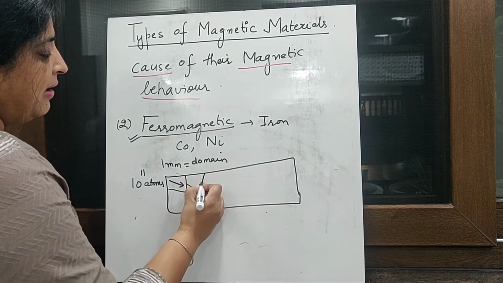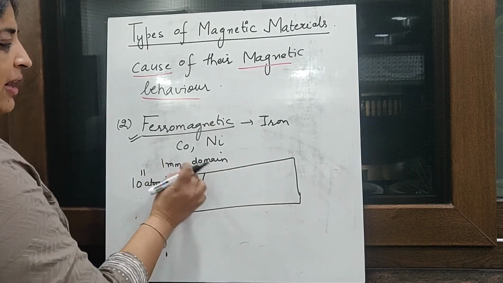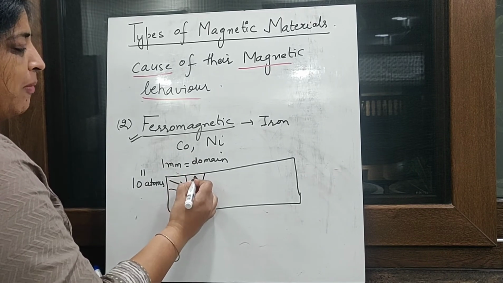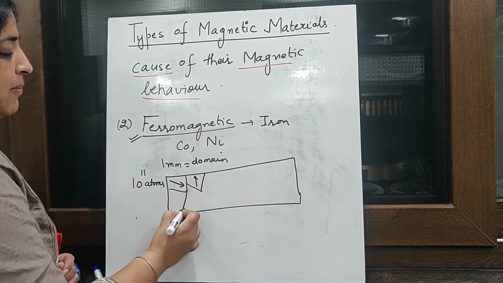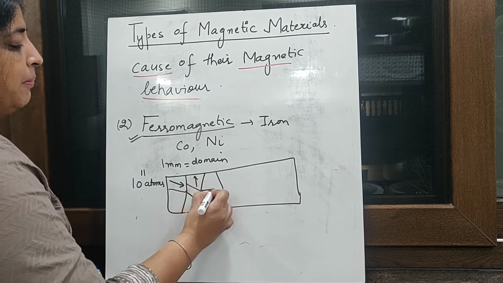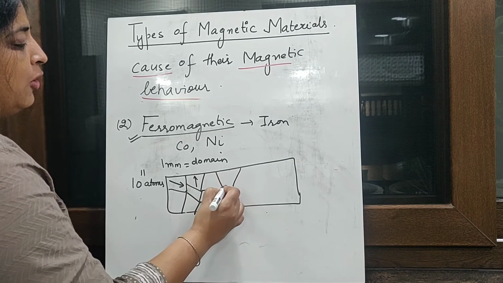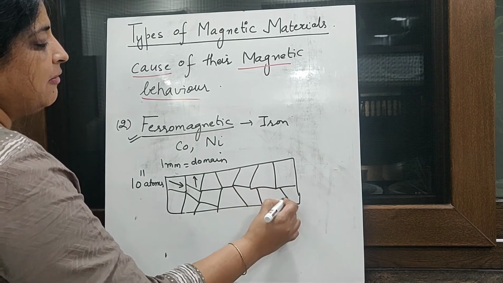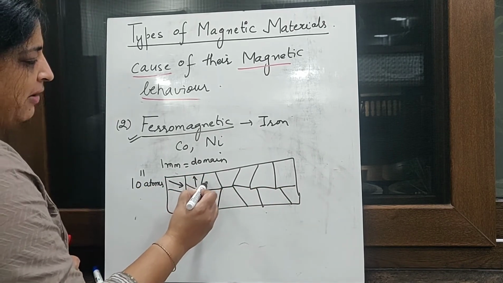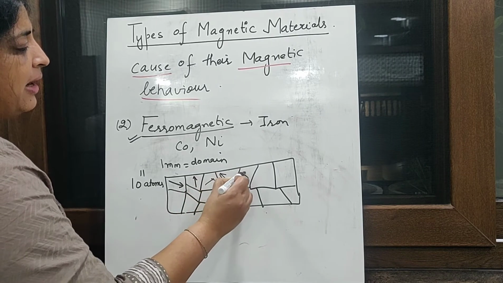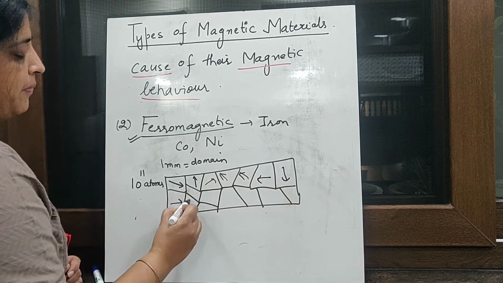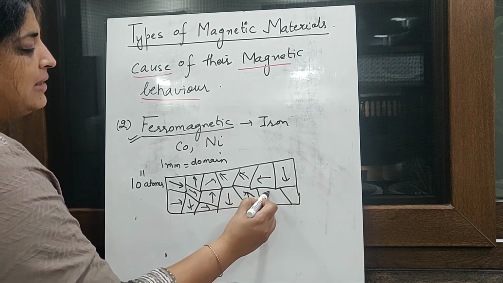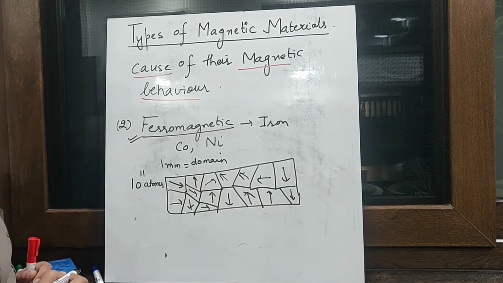Then there will be some other portion, again approximately 1 mm in size, but this domain will have a magnetic moment in some other particular direction. So similarly, the whole bar can be shown to be divided into different domains. These are different domains, and every domain will have a magnetic moment in a different direction, like this. So there are domains, but they have magnetic moments in different directions.